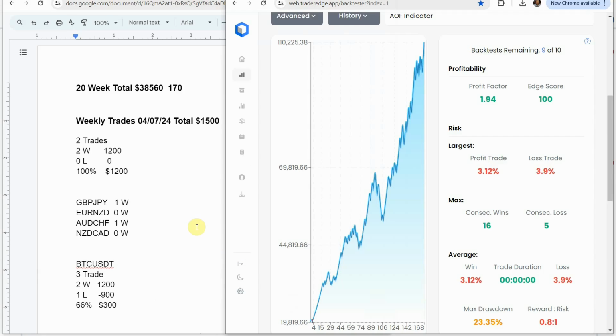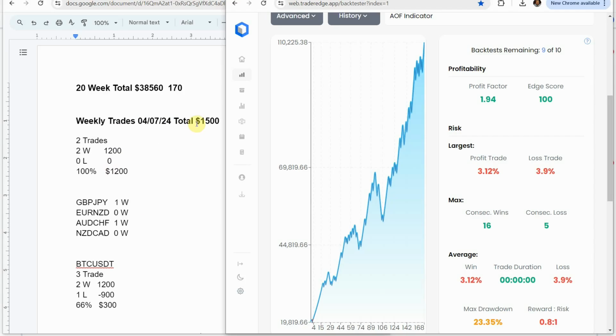Alright, so let's go ahead and go over the weekly signals. So this is using the Academy of Forex Indicator. On these 4 Forex pairs and this one crypto coin, on the 30-minute time frame, we keep track each week of the trades the Academy of Forex Indicator has signaled. On the Forex pairs this last week, we did 2 trades altogether. We had 2 winning trades and 0 losing trades, putting it at a 100% win rate. That would have been a gain of $1,200. On the crypto coin, we had 3 trades, 2 winning trades, and 1 losing trade, putting it at a 66% win rate. Would have been a gain of $300.